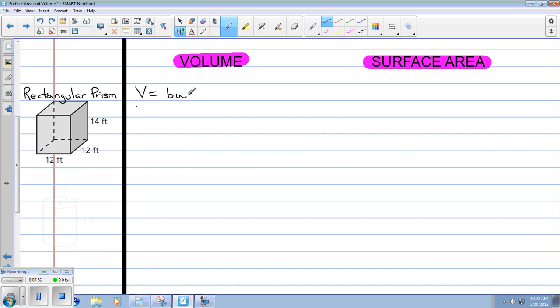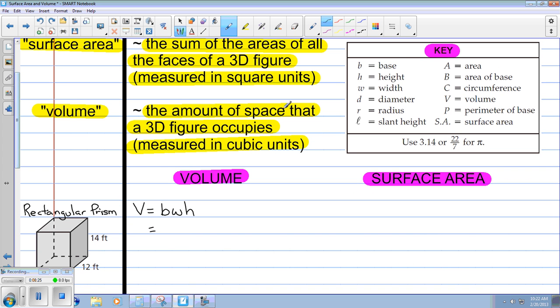Notice that it was a lowercase b, and you have both a lowercase and an uppercase b on your key. So we're going to have to be really careful about which one we're using. They are not interchangeable. They mean 2 different things. So let's see if I can get a little bit better handwriting here. B, W, H. Okay. Now, if we look at the key, B is the base, W is the width, and H is the height.